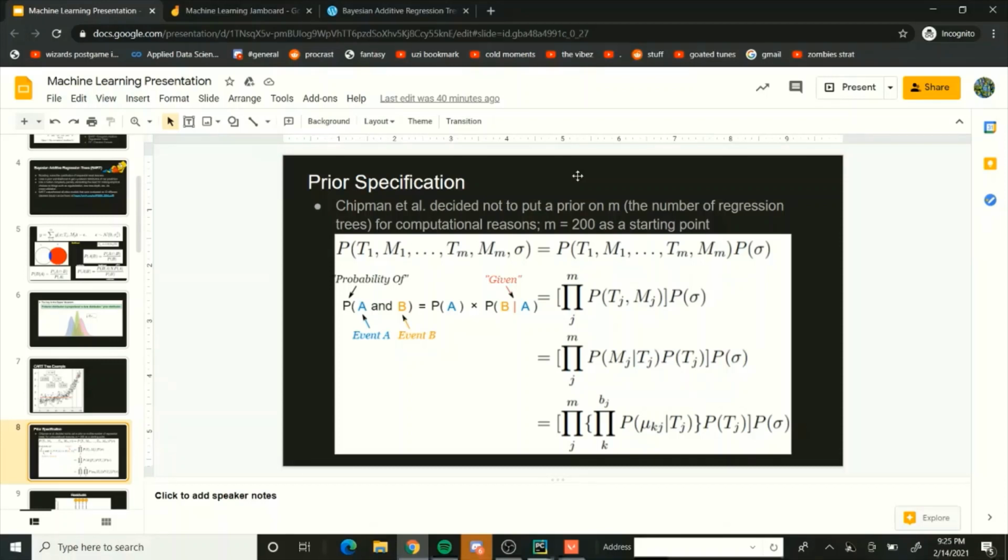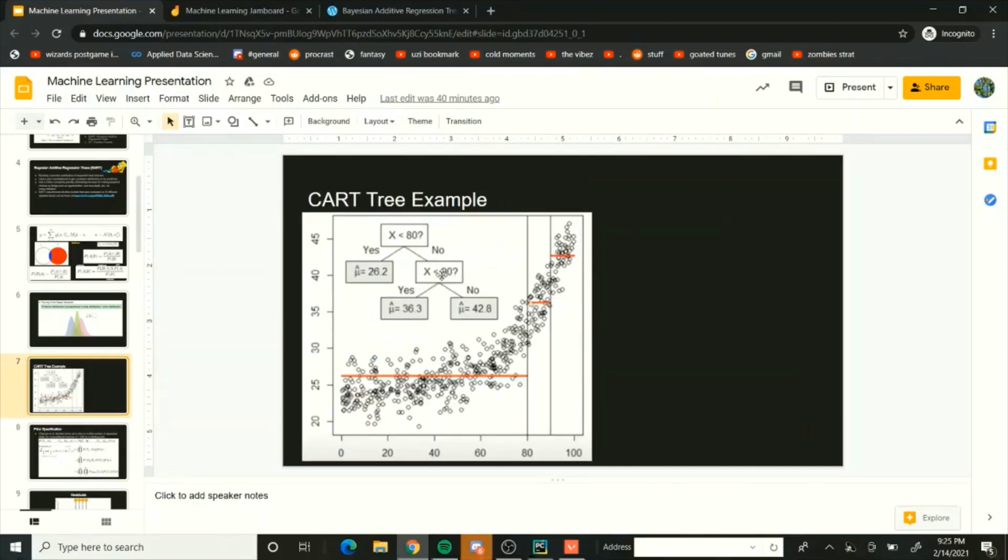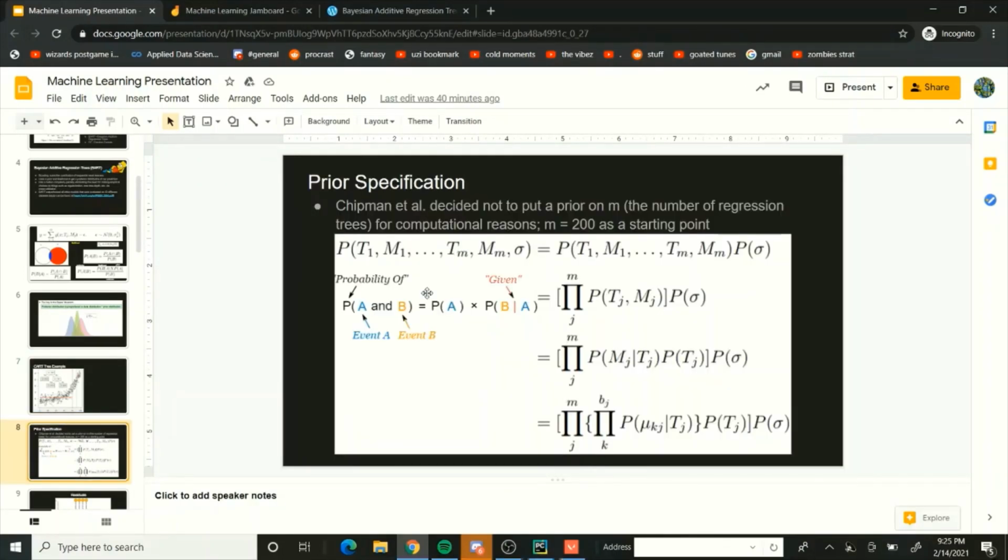So the prior is going to have to take into account every single component of the BART, right? So the tree, and then this M. So what is M? M is just the set of all of these gray boxes, or leaves of the tree. So it's just going to be the prior of each tree and its set of gray boxes along with the noise. So we can move the noise to its own prior and multiply it at the end, which allows us to do some more simplification.